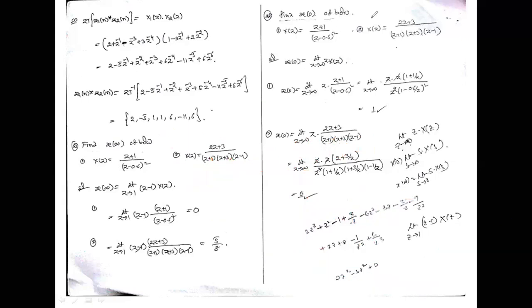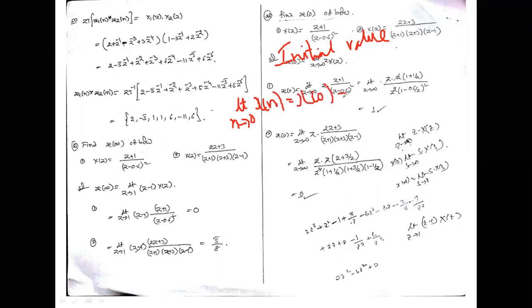Similarly, the next example. Find the x of 0 of the below. What is the x of 0? It is nothing but the initial value. What is the initial value theorem? It says limit n tends to 0 of x of n is equal to x of 0, that is equal to limit z tends to infinite of z into x of z.